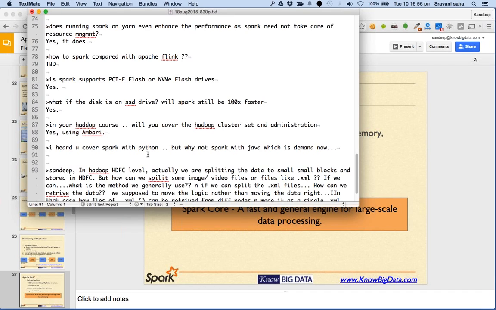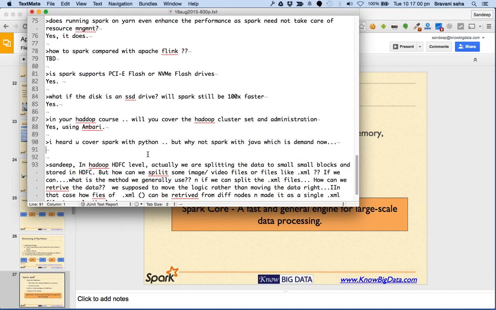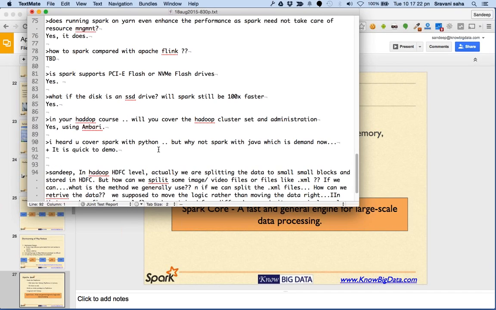Now, another question from Vikram is, I heard you cover Spark with Python, but why not Spark with Java? So we had some reasoning to go with Python, but we are not really limited by the language. Why have we chosen Python? First, it's quick to demo, so that a new learner who is coming to a language for the first time can quickly get hands on, and then get addicted to programming on Spark, because the whole agenda with Spark is to get things done really quick. All right.